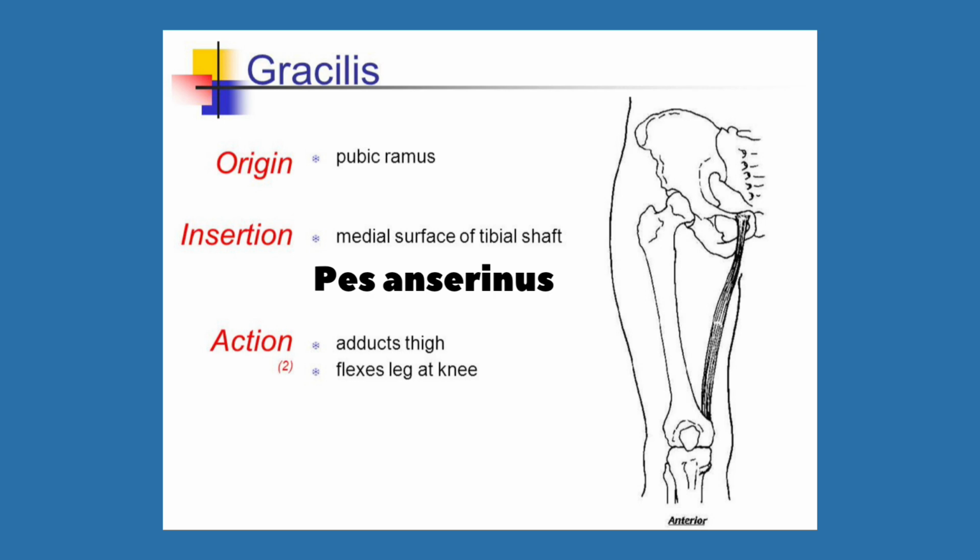Gracilis originates from the inferior ramus of the pubis and will insert at the pes anserinus insertion point at the proximal medial shaft of the tibia.